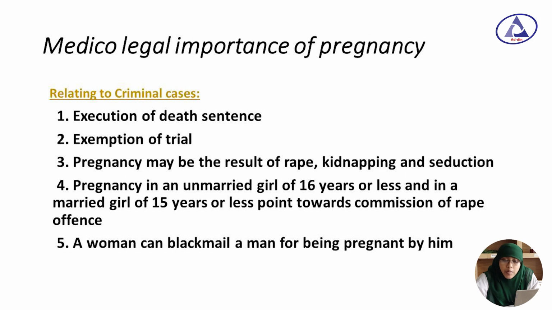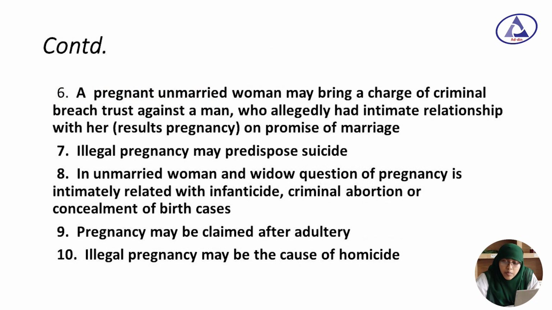A woman can blackmail a man for being pregnant by him. A pregnant unmarried woman may bring a charge of criminal breach of trust against a man who allegedly had an intimate relationship with her that resulted in pregnancy, that means the breach of promise of marriage. The seventh point is that illegal pregnancy may predispose to suicide as well as may cause homicide also. In an unmarried woman and even a widow, a question may arise whether the pregnancy is intimately related with infanticide, criminal abortion as well as concealment of birth.